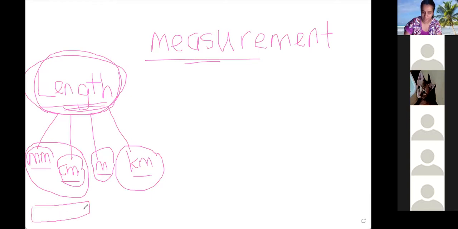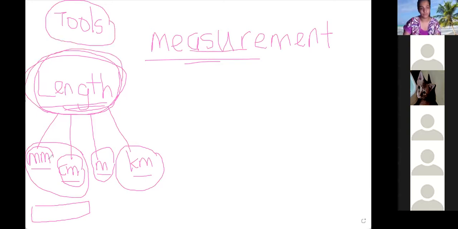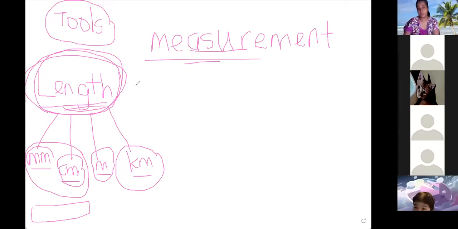Now, your ruler is called a measuring tool. Remember, there are so many different types of tools that can actually help us to measure. If you want to measure length, you can use a ruler, you can use a measuring tape, and we'll look into this a while later through a presentation. This is just a brief introduction. Then we can go to the next unit.